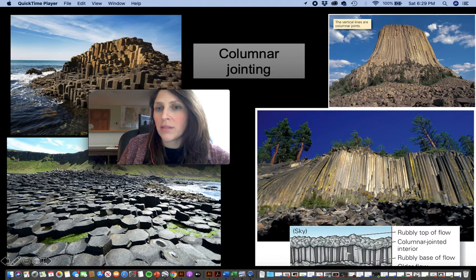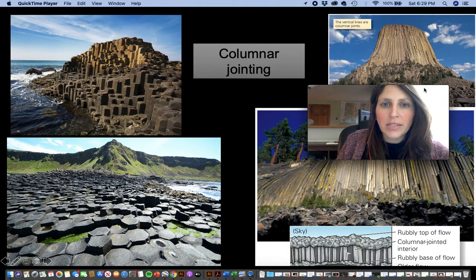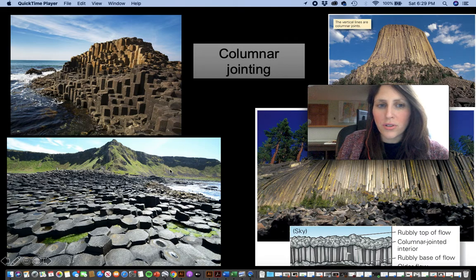This is Devil's Tower in Wyoming, and it's composed of phonolite, which is more of an intermediate type of lava or magma. But generally, you can see these nice columnar joints in a basaltic flow. We actually have some in the Northeast. There's a lot in Connecticut and some in Massachusetts. They're not as beautiful as in Ireland or in other parts of the country, but you will find some columnar joints throughout New England.